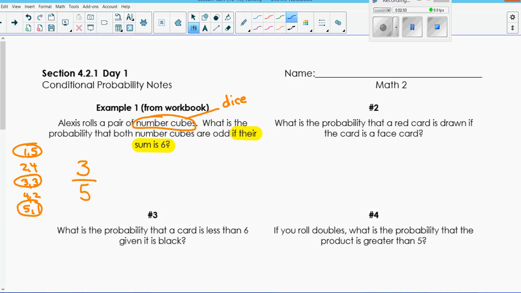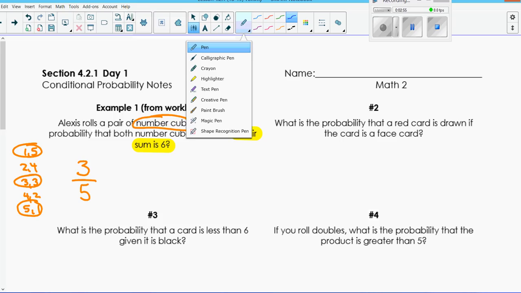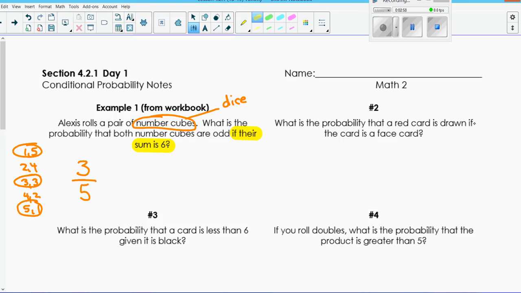Okay? All right, the next one says, what is the probability that a red card is drawn if the card is a face card? So if the card is a face card, that is my sample space. There are 12 cards that are face cards. So I'm thinking Jack, Queen, King of each suit. I go back, it says, what is the probability that it is a red card? So out of the face cards, half of them are red cards. 6 are red, 6 are black. So then simplified, 1/2.